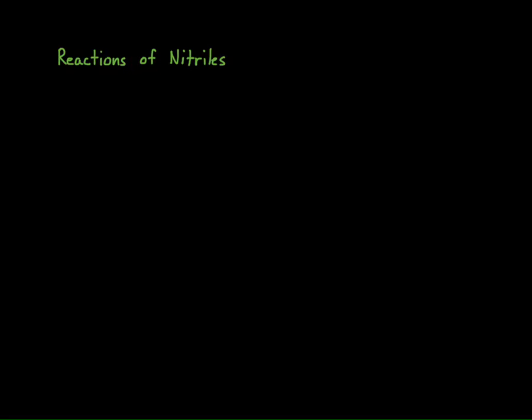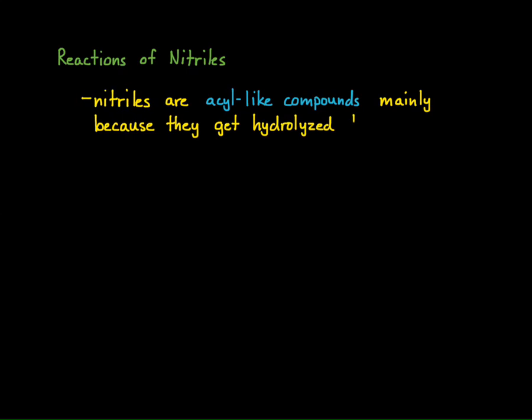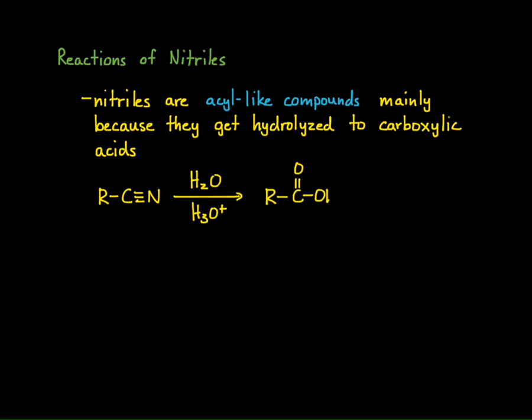In this video, we're going to discuss the reactions of nitriles. Now, if you remember from the beginning of the chapter, we classified nitriles as acyl-like compounds. And this is mainly because they get hydrolyzed to carboxylic acids. And so the general reaction scheme is you take a nitrile, react it with water in acidic conditions, and you get a carboxylic acid. Of course, this can be done in both acid or basic conditions, just like we've seen with esters and we've seen with amides as well.